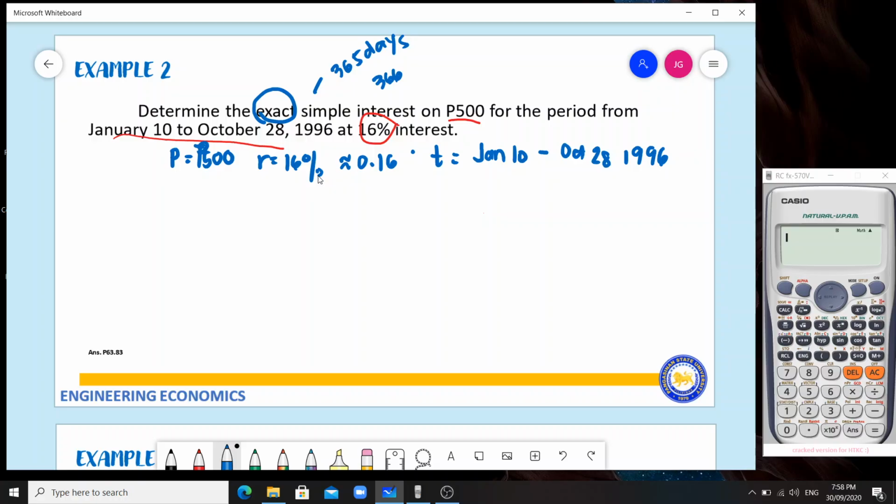Now, let us see kung naka-leap year ba tayo. Diba sabi ko, malalaman ng leap year kung divisible siya by 4. So, let's try 1996 divided by 4. Yes. So, leap year siya, ibig sabihin ng February natin ay merong 29 days. So, let's count na. Ang January, how many days ang January? Diba 31. So, 31 minus 10, kasi 10 na nagsimula, okay? 21.